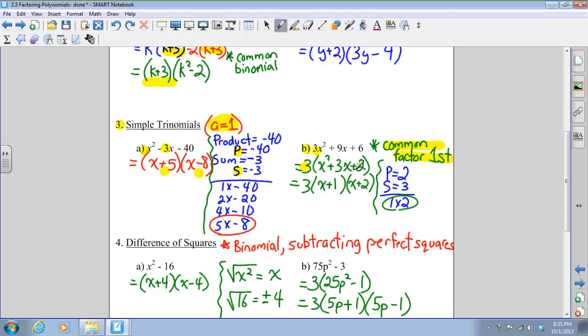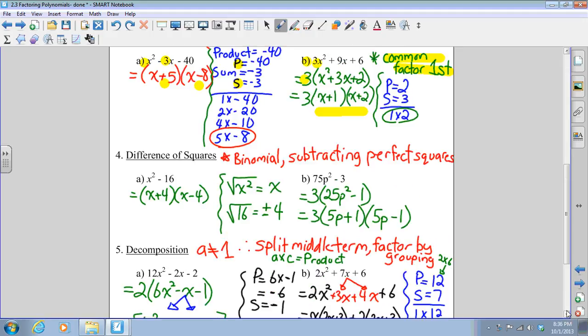So again, when you take a look at factoring a trinomial, product is a times c, so 1 times 2 is 2, and the sum is 3. What 2 numbers multiply to 2 and add to 3? 1 times 2. So those become your factors. And in this case, we have 3 terms: the 3, which is a common factor, and 2 binomials. So together, 3 terms.